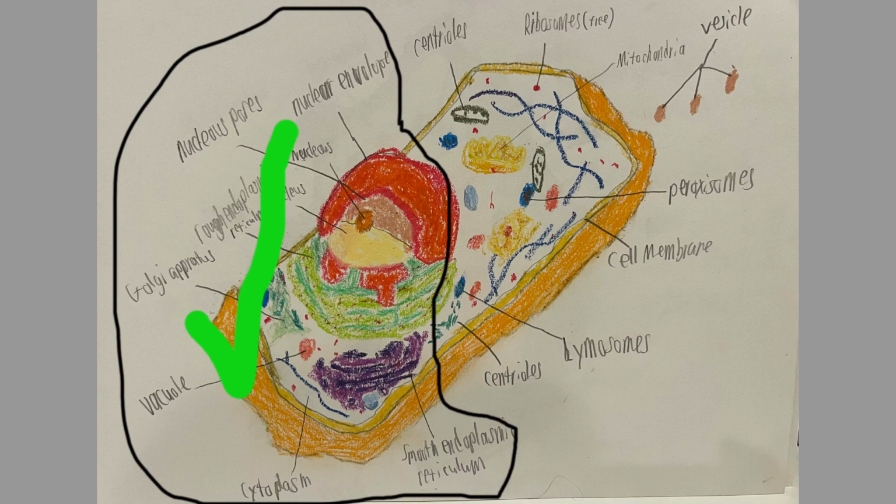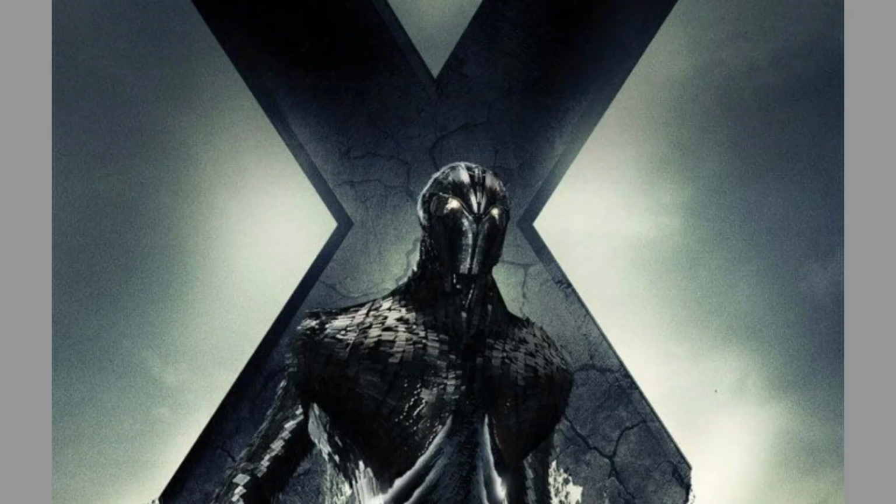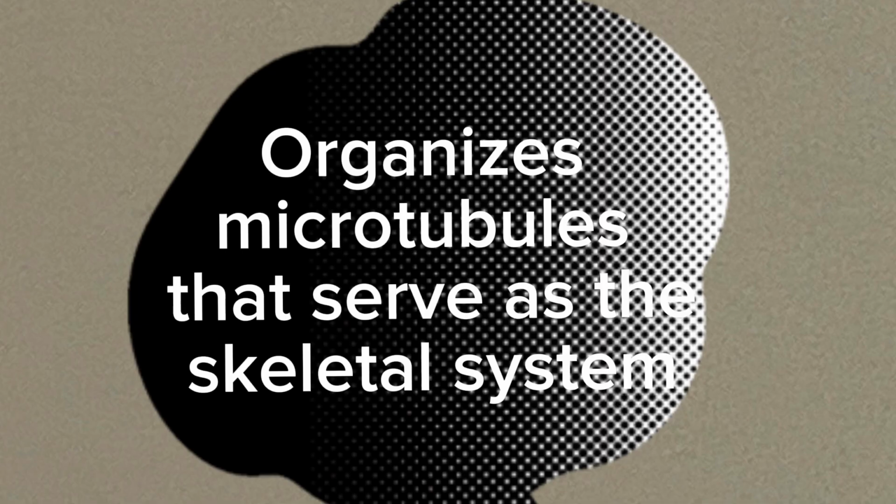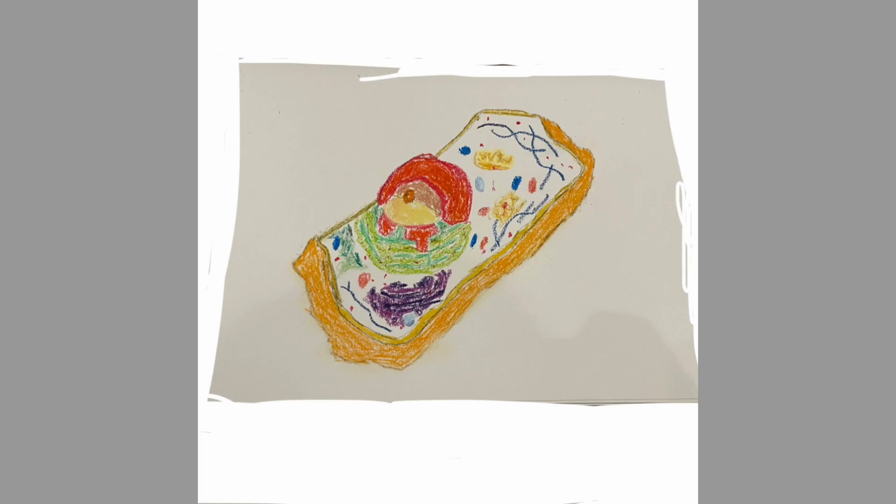And that fills the gap, so we're going to go next to the centrioles. The centrioles organize microtubules that serve as the cell's skeletal system. It is only found in animal cells.